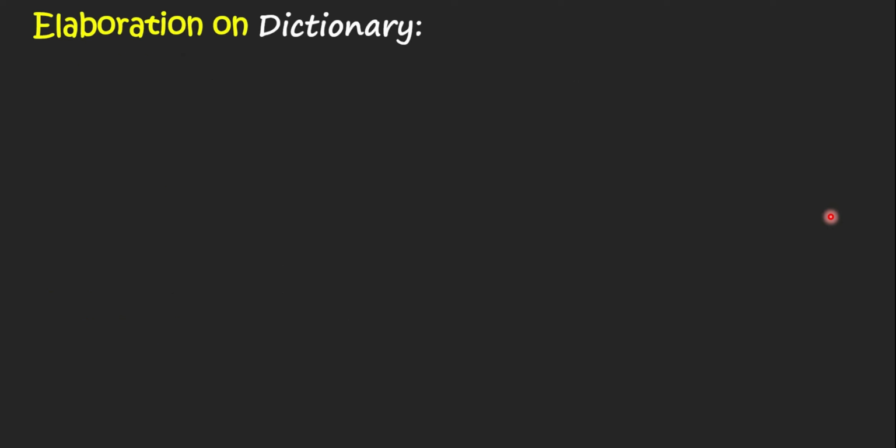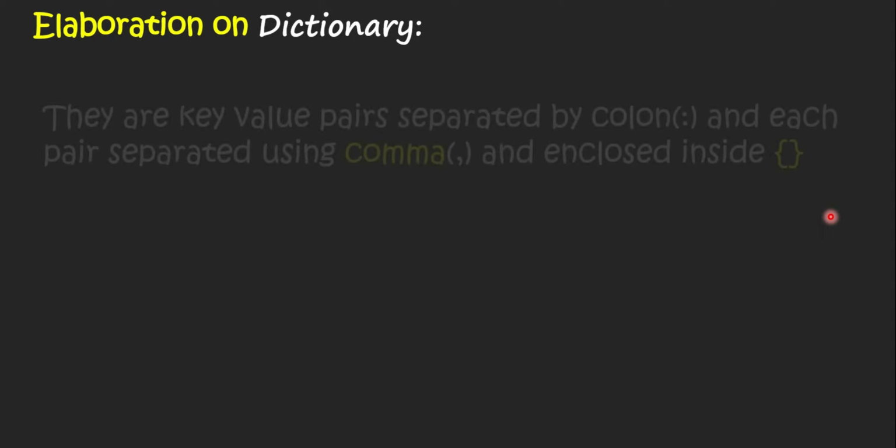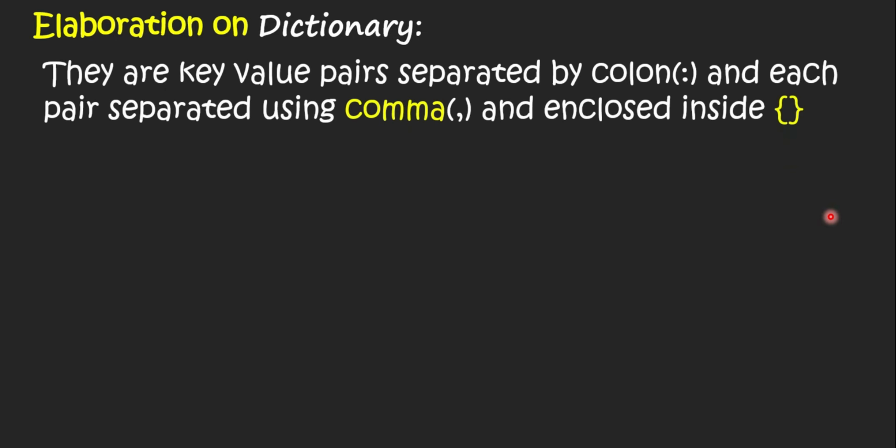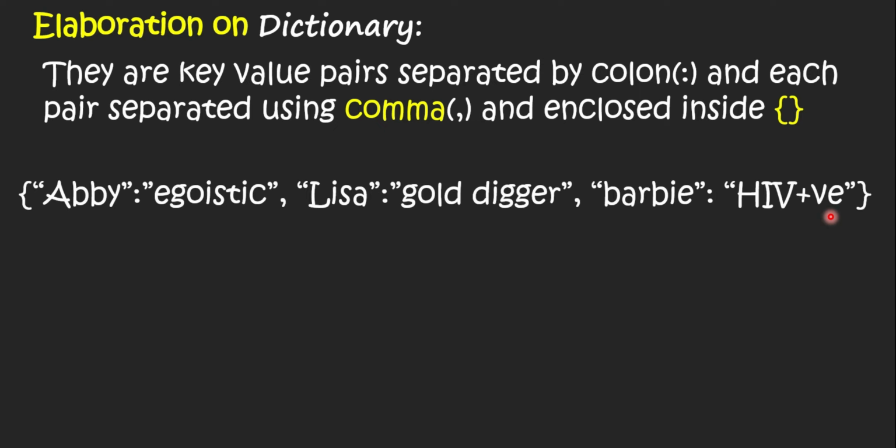Alright, so let's have an elaboration on dictionaries. Dictionaries are key value pairs and they are separated using colons. Each pair is separated using commas, and everything is enclosed inside curly brackets. So this is an example that we have already seen. Abby is the key, egoistic is the value, Lisa is the key, gold digger is the value, and this entire thing is a pair. Barbie and HIV positive is a pair.